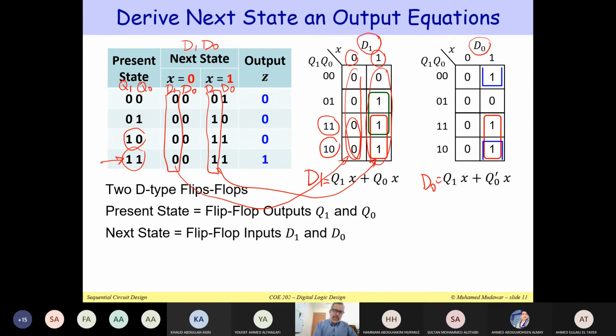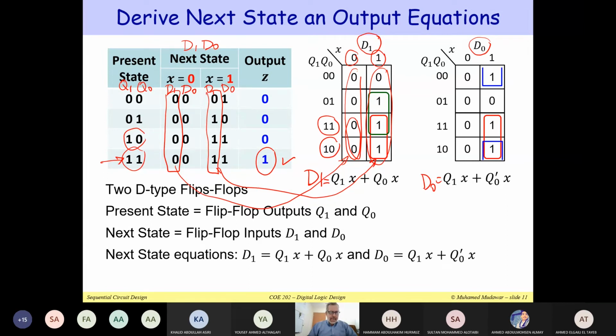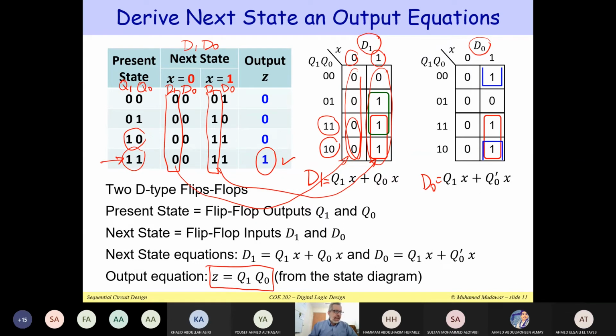Now for the output Z, the output is so simple because it does not depend on the input X. It all depends on the present state. It depends on Q1 and Q0. It's only 1 in one case, when Q1 and Q0 are both 1. So I can just implement it using an AND gate. So we can write the expression like this: the output Z is equal to Q1 and Q0. And this is obtained directly from the state table or from the state diagram. You can obtain the equation here for the output Z.